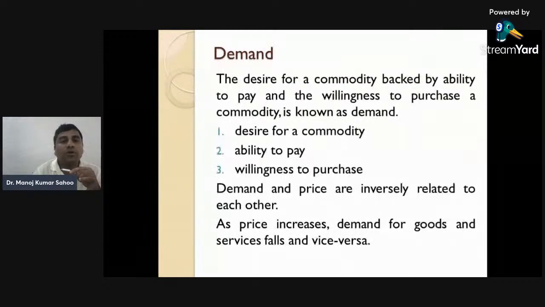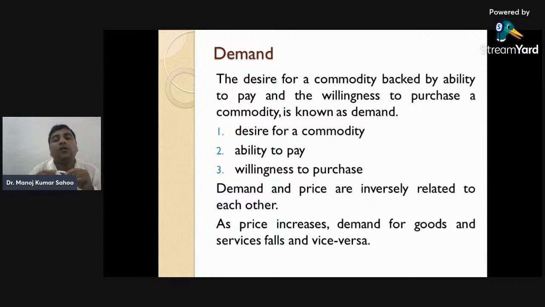Now moving further, what is the meaning of demand? Demand basically means, in economics, the desire for a commodity backed by the ability to pay and the willingness to purchase that commodity.